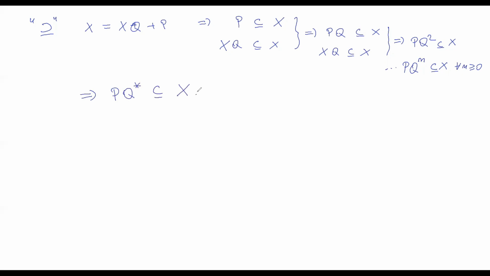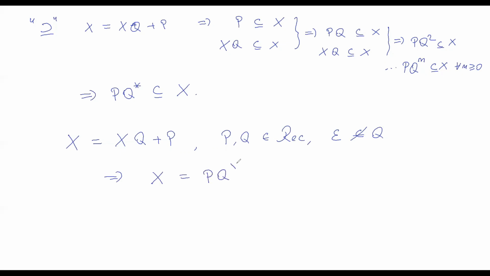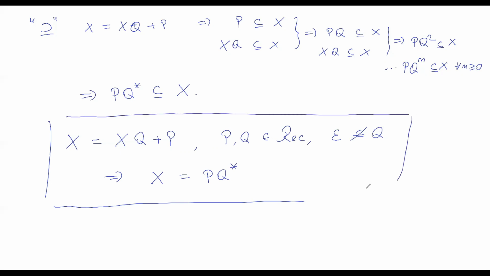And that concludes our result. So again, just to have it on this whiteboard, what we have proved is that if we have a language equation of the form X equals XQ plus P, and P and Q are recognizable languages, and the empty word is not part of Q, this implies right away that X has got to be equal to PQ star, as a language. So this is the main result we managed to prove, and that we are going to use to discuss the regular expressions associated to a finite automaton.